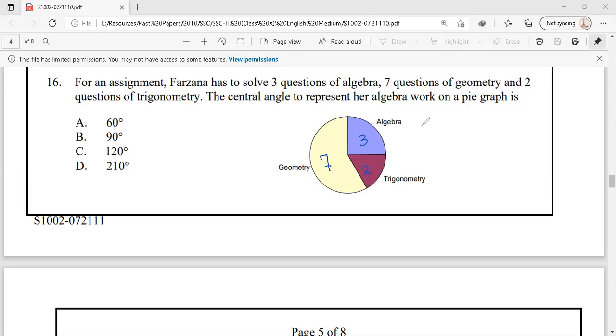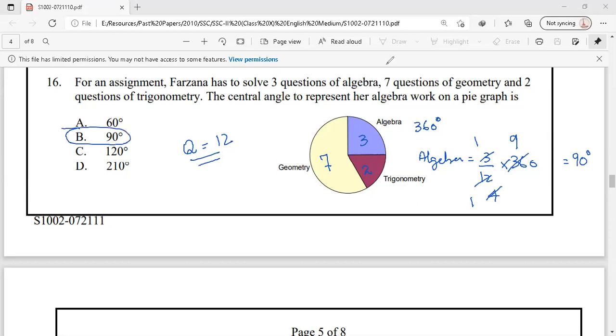So we know that the total central angle is 360 degrees, and we have to convert this 3 into the angular measurement. The total number of questions are 7 plus 3, 10, and 2, that is 12. So for algebra, the central angle would be equal to 3 over 12 multiplied by 360. So 3 1s are 3 and 3 4s are 12. 4 1s are 4 and 4 9s are 36. So the correct answer for the angular measurement of algebra is 90 degrees. So option B is the right answer.